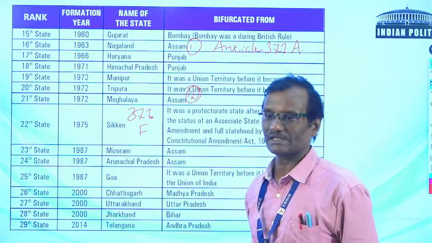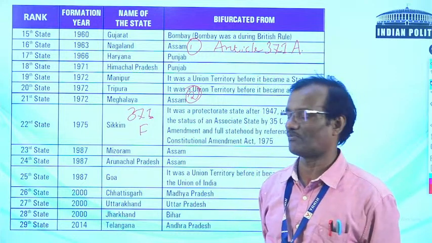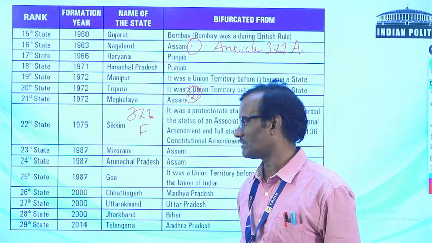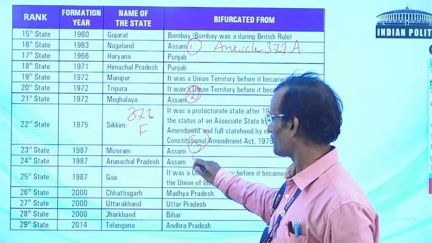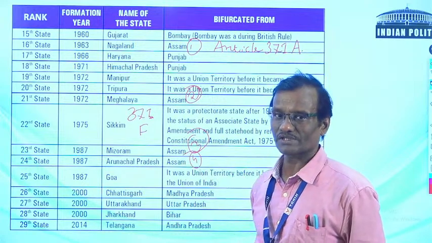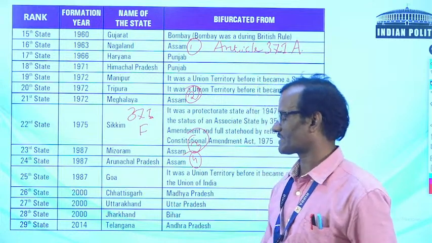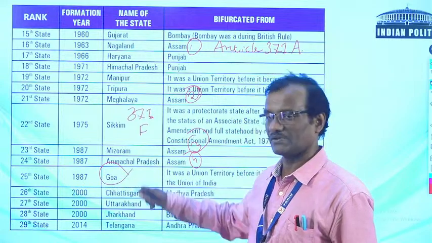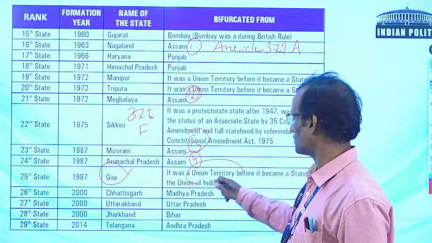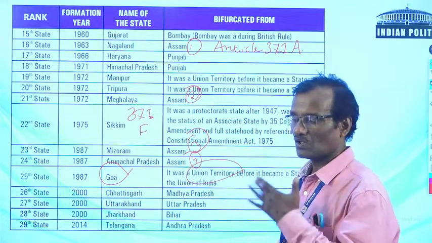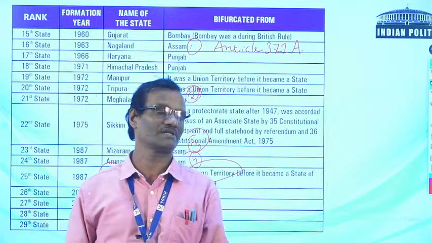So that is the 22nd state. Then the 23rd state, 24th state, 25th state were formed in the same year, 1987. Mizoram, so Assam 3 and Assam 4. Four states have been carved out of Assam, and Goa became the 25th state. Goa was not a territory of India, it was a Portuguese territory, and it was a union territory in 1962. And in 1987, Goa became a state and Daman and Diu remained a union territory.